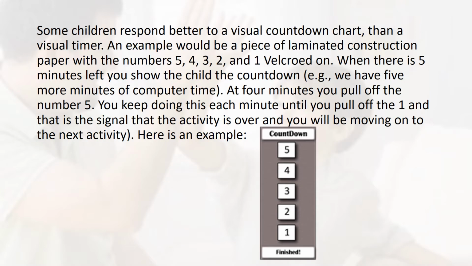Some children respond better to a visual countdown chart than a visual timer. An example would be a piece of laminated construction paper with the numbers 5, 4, 3, 2, and 1 velcroed on. When there is 5 minutes left, you show the child the countdown and say, for example, we have 5 more minutes of computer time. At 4 minutes, you pull off the number 5. You keep doing this each minute until you pull off the 1, and that is the signal that the activity is over and you will be moving on to the next activity.